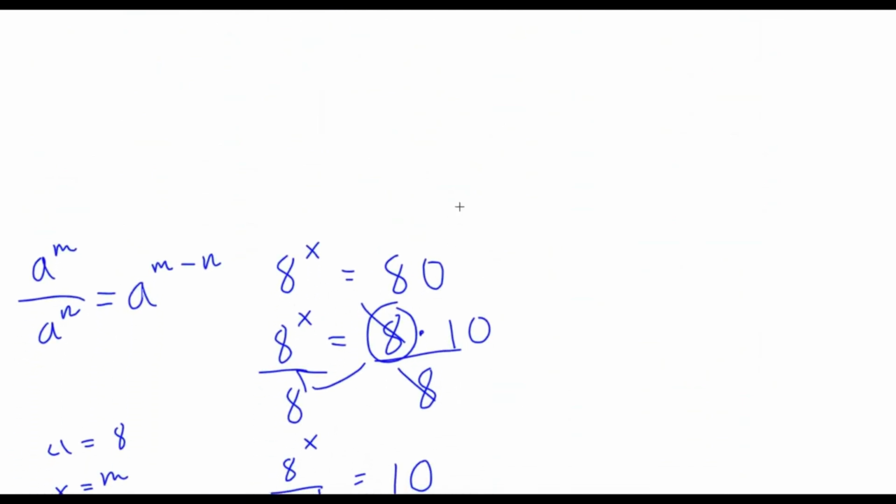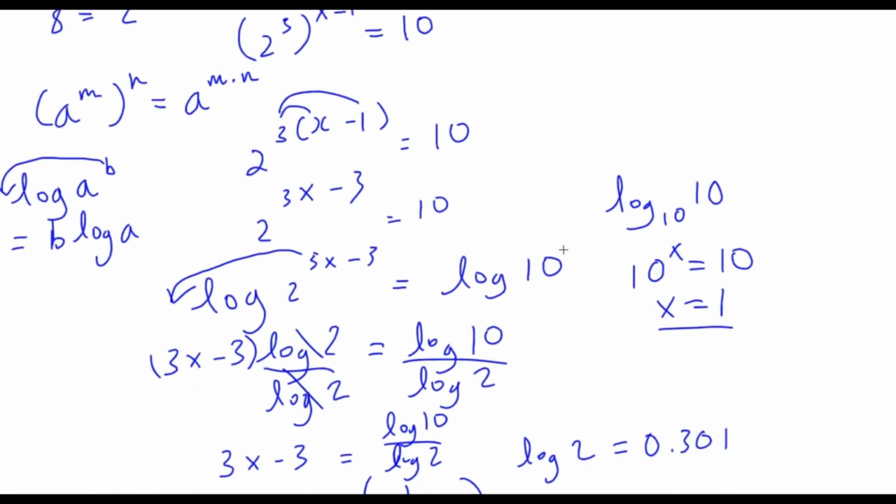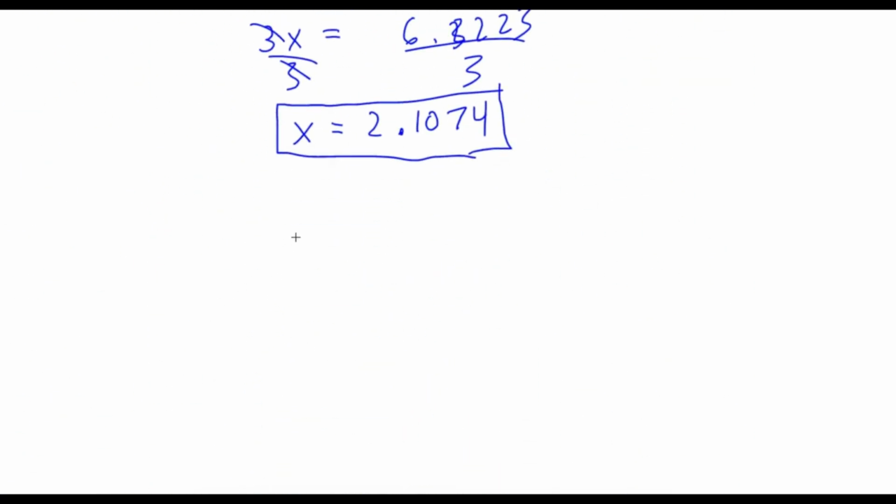And now, remember our original equation was a to the power of x is equal to 80. So if I plug in 2.104 into my calculator, so 8 to the power of 2.104, let me plug that into my calculator. And yep, it is indeed approximately equal to 80. Because it's not the exact value of 80, but it is approximately equal to 80.